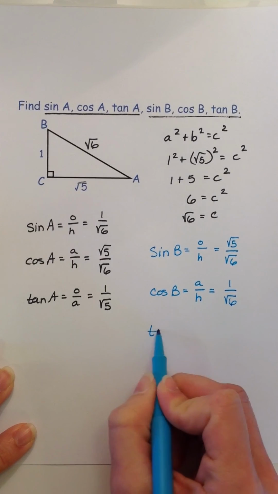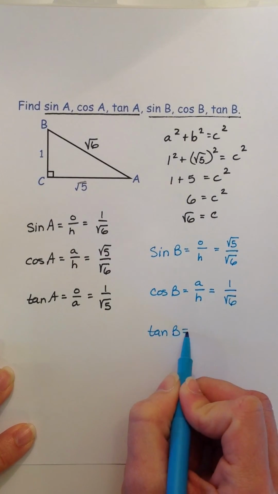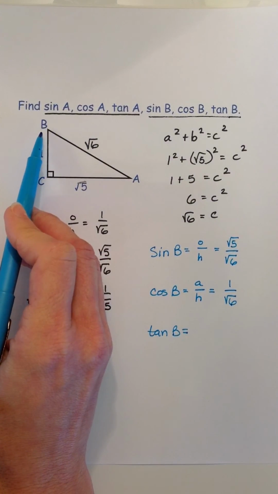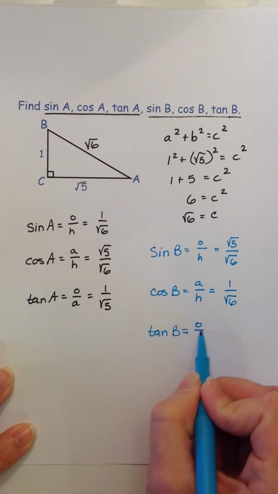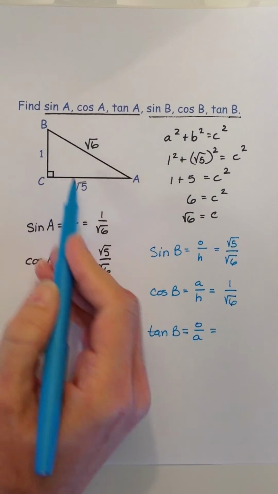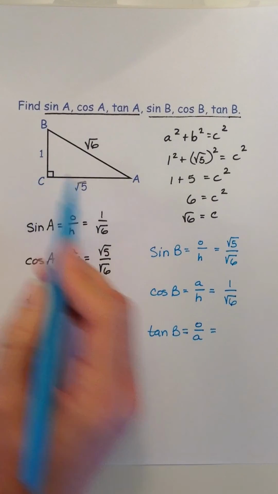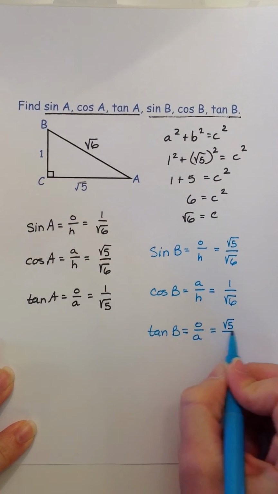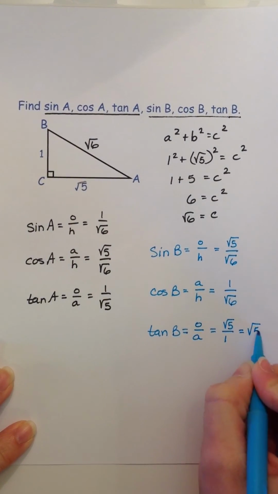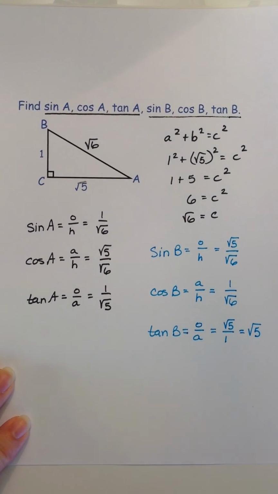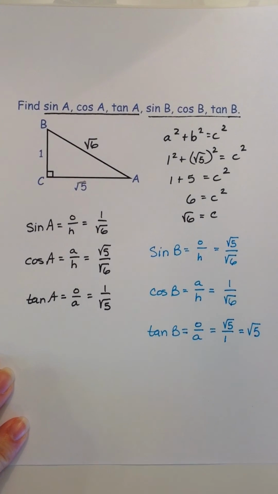And then tangent of angle B. From B, that would be opposite over adjacent. Let me write that down. So that would be square root 5 over 1. Of course, that reduces to just square root 5. So that would be the completion of that problem.